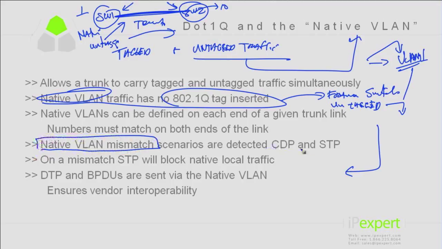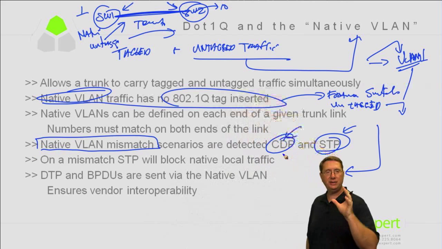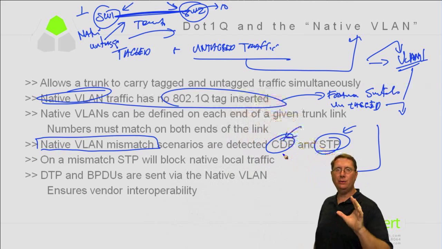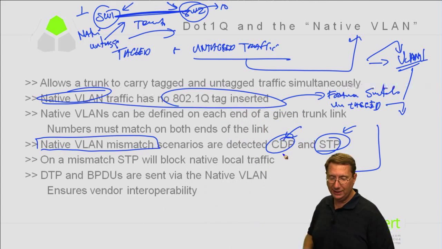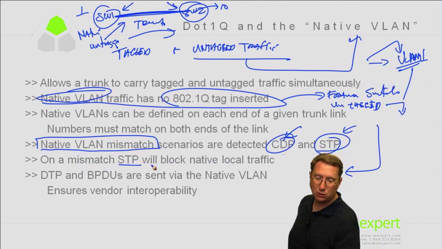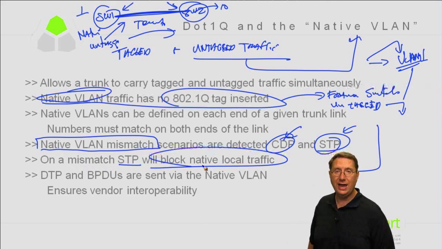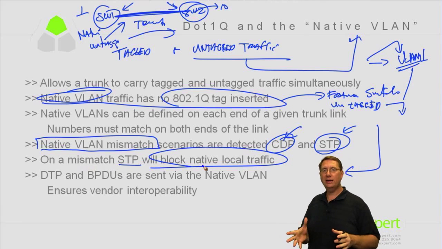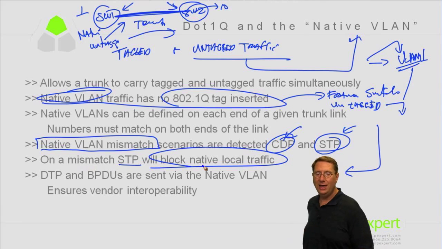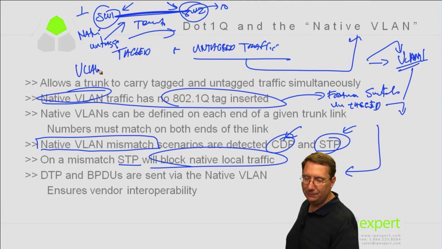And what we're going to find here is that both spanning tree protocol, when we talk about it, and CDP, which we're going to talk about very soon, are going to be the mechanisms by which the system is going to identify this issue. Now, once this issue has actually been identified, what we're going to find is that our spanning tree protocol is going to actually block the native local traffic to keep this situation from occurring, and this situation has a special name. It's called VLAN hopping.